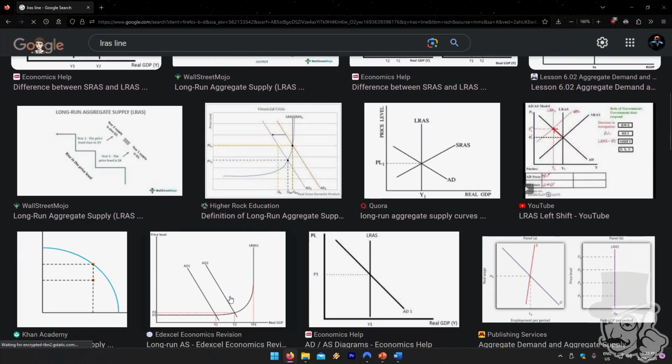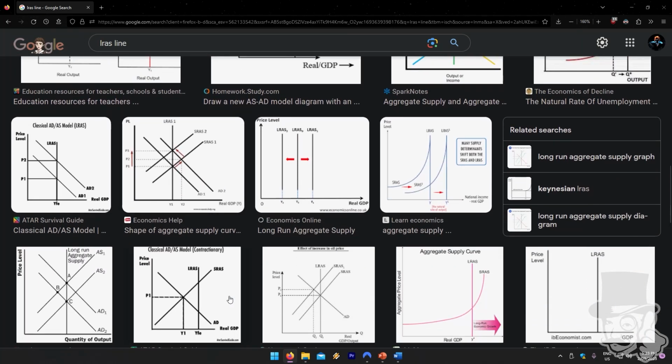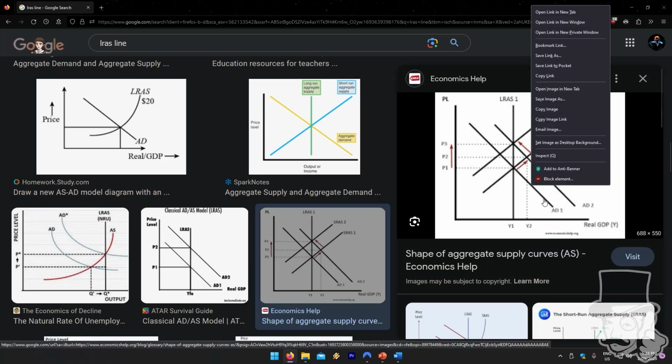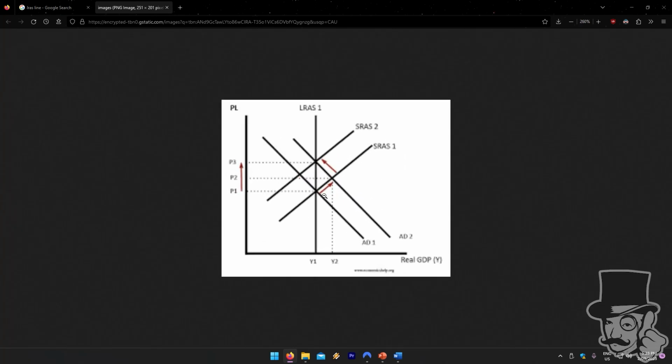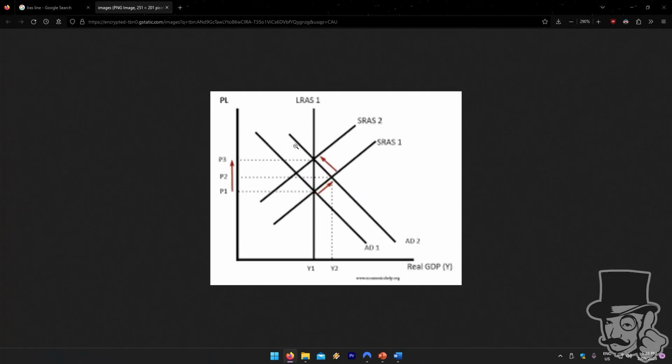Yeah, something like that. Open an image in a new tab. Oh wow. So supply shifts, demand shifts, but in the end it always corrects itself and always ends up at that same point. Maybe the prices are different, but it's always the same amount of supply. So that's why we don't really like using AD as a form of long-term economic growth.